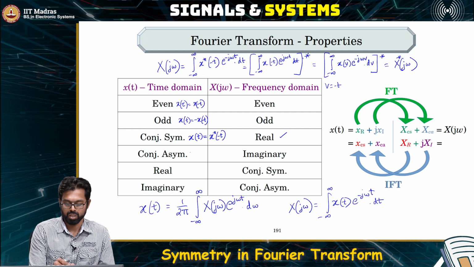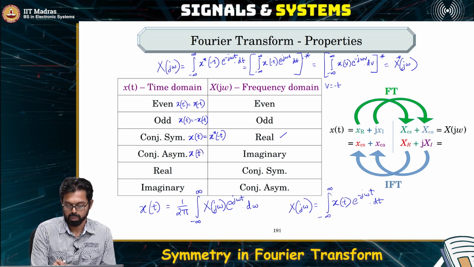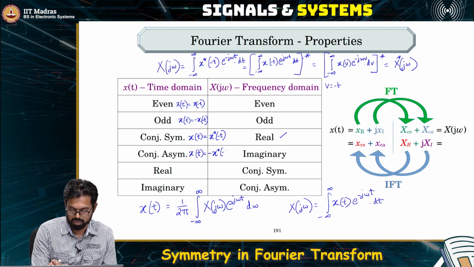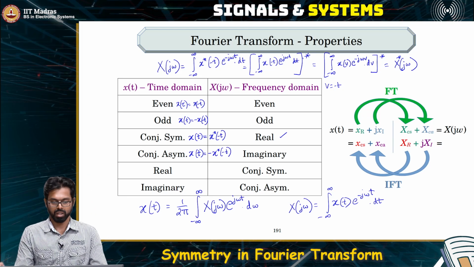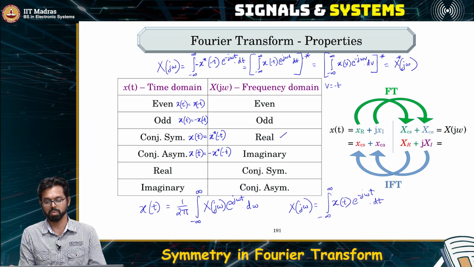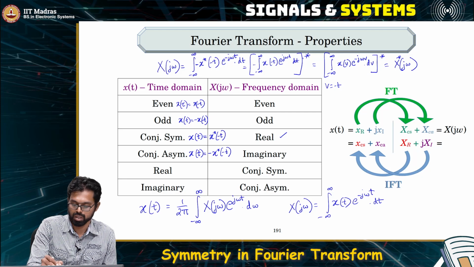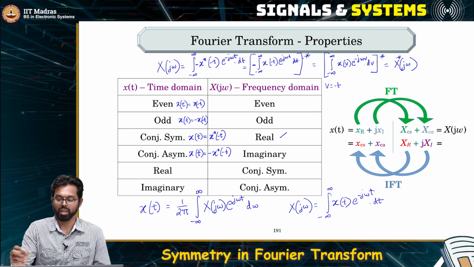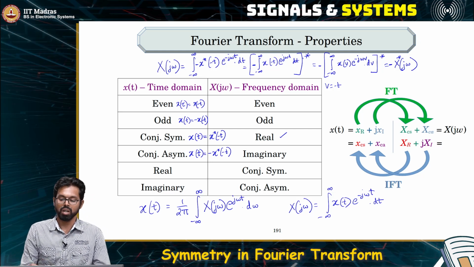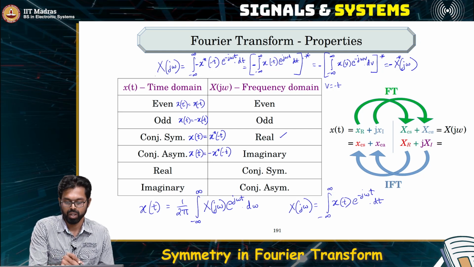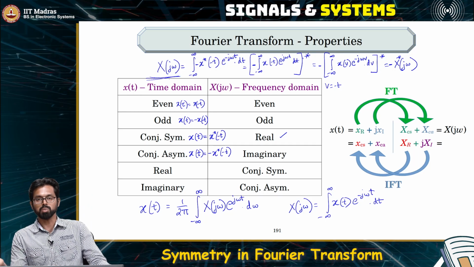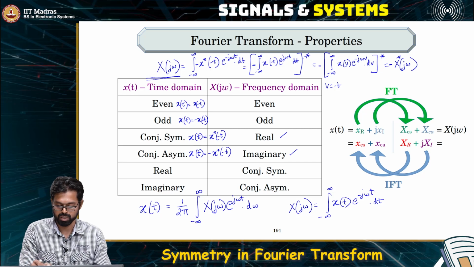Going by the same logic, if the time domain signal is conjugate asymmetric, then what do we have here? So we have a negative component. So this becomes minus. So there is a minus in front, and that comes outside. So now we have something where the signal is equal to the negative of its conjugate. That is possible only if the signal is purely imaginary.